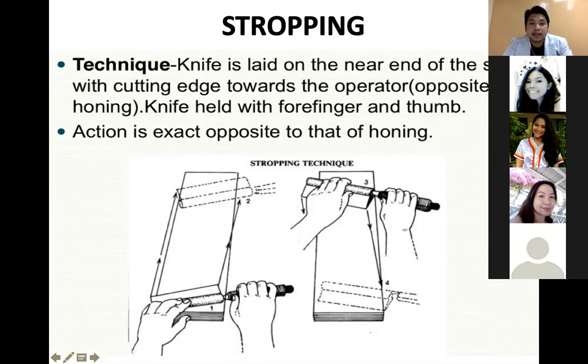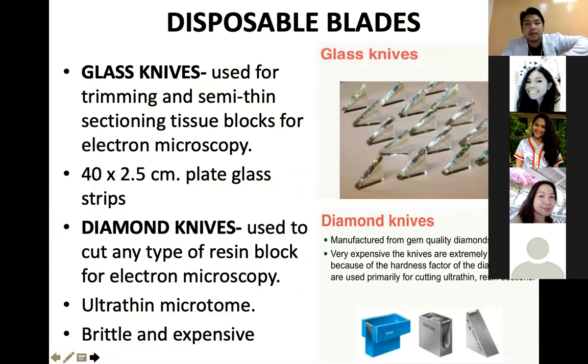Okay, so the knife is held with the forefinger and thumb, and the action is the exact opposite of that of honing. Okay, so ano siya? Toe to heel. Honing is heel to toe. Okay, I think at the end, okay. For disposable knives, we have two types.